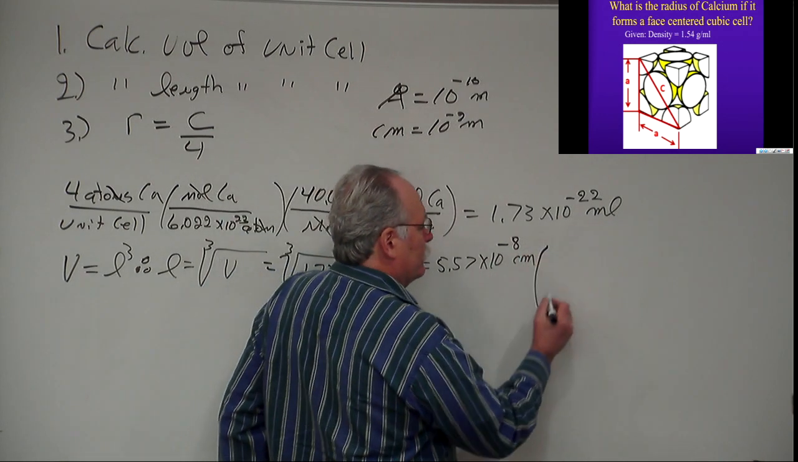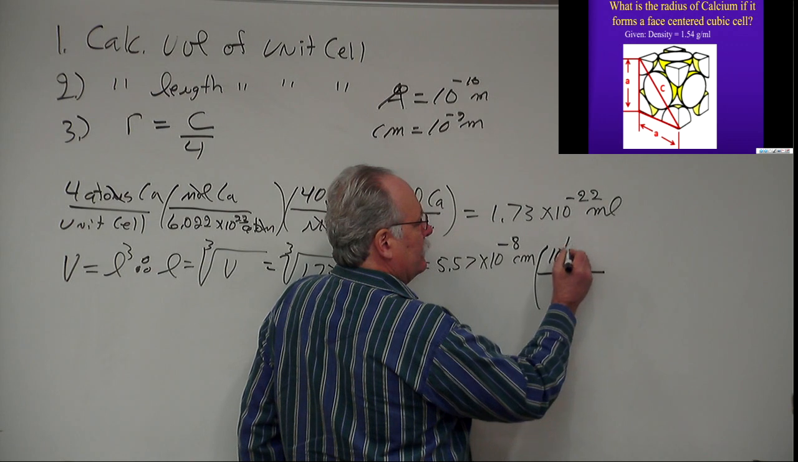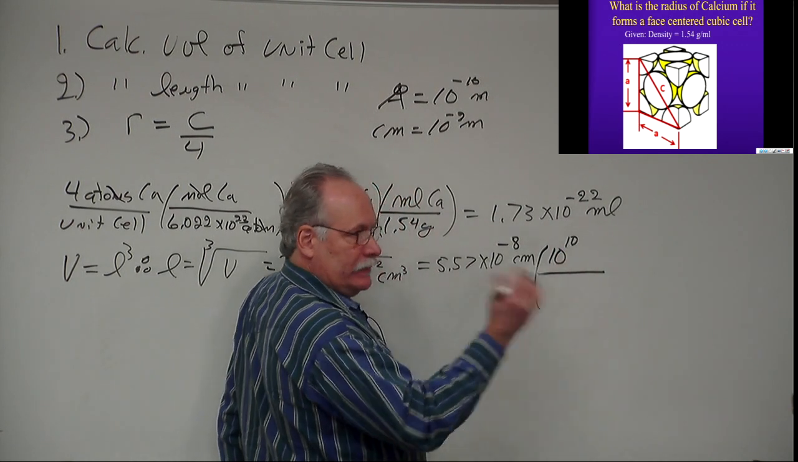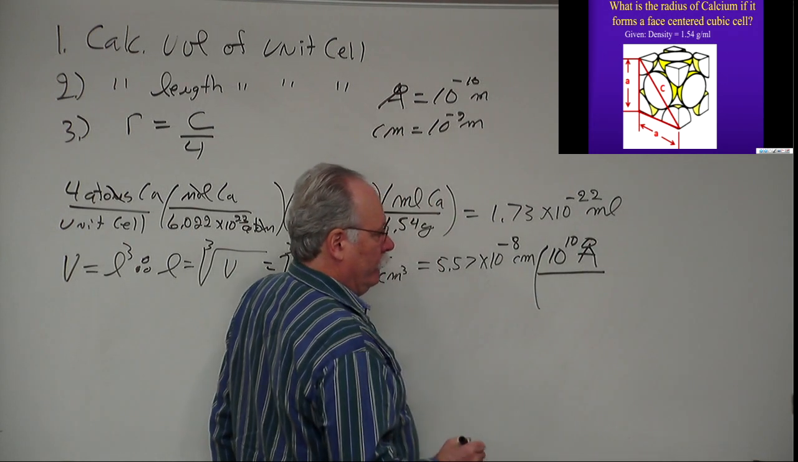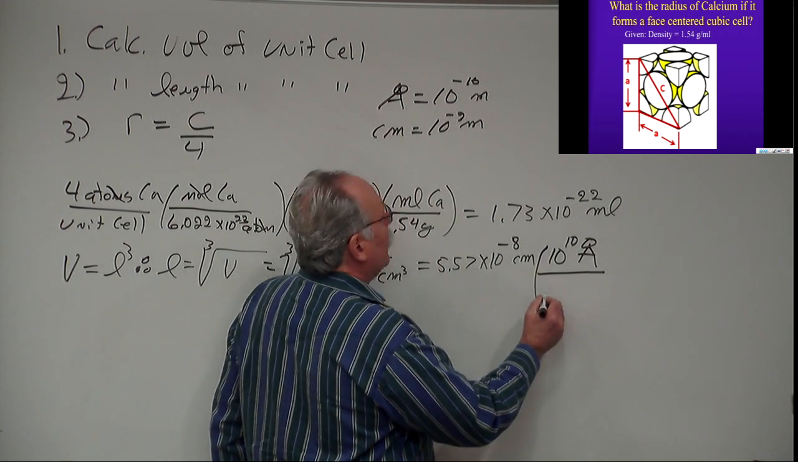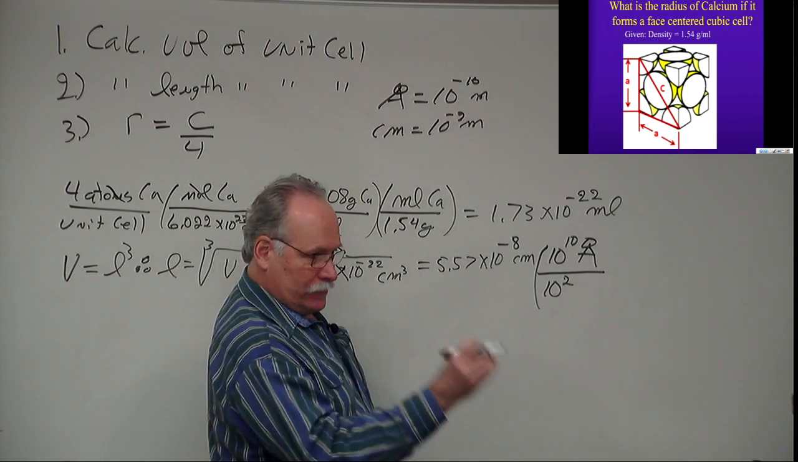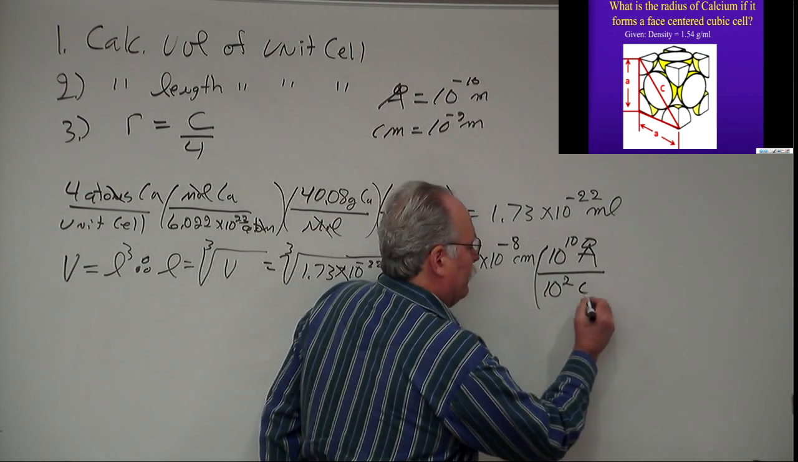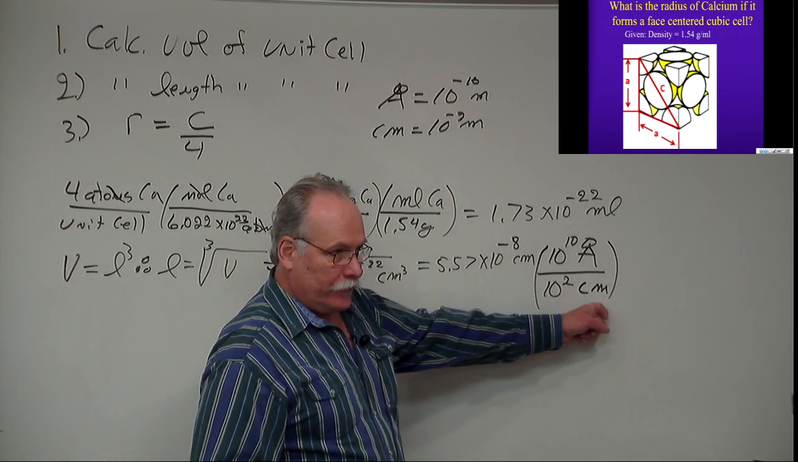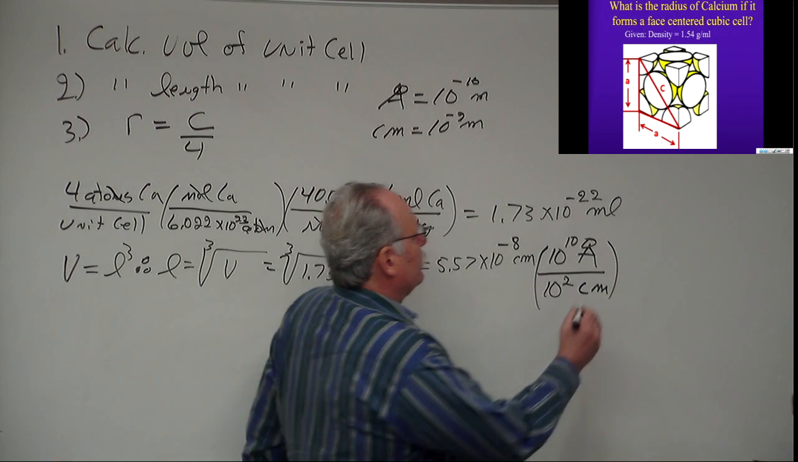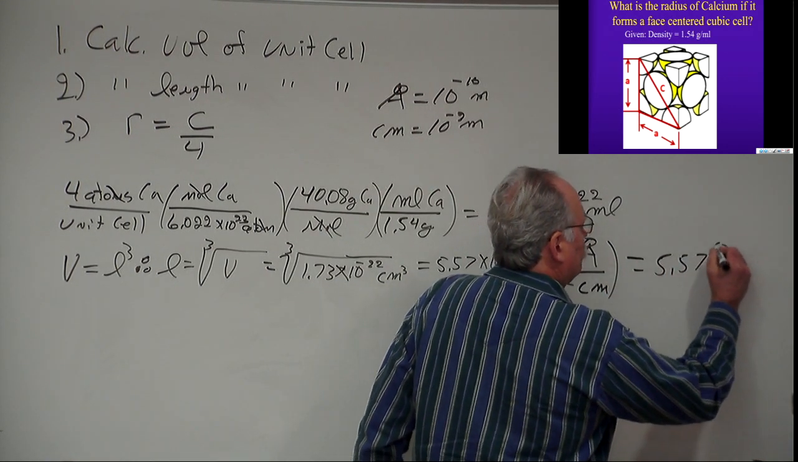So I can convert this to angstroms very quickly by saying that 10 to the 10 times 10 to the minus 10 is 1, but 10 to the minus 10 is an angstrom. And I can divide by 10 squared times 10 to the minus 2, which is a centimeter. I hope you all understand what I'm doing. This is saying 100 hundredths, which is 1. So this gives us 5.57 angstroms, okay?